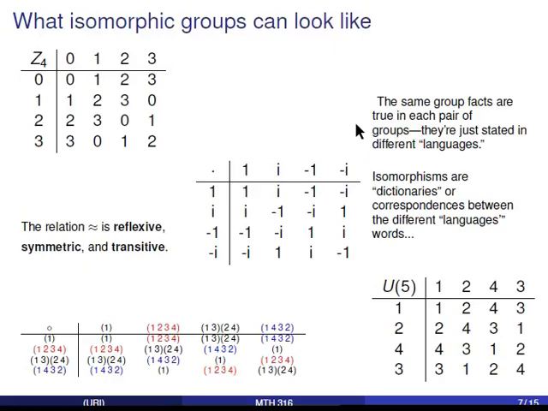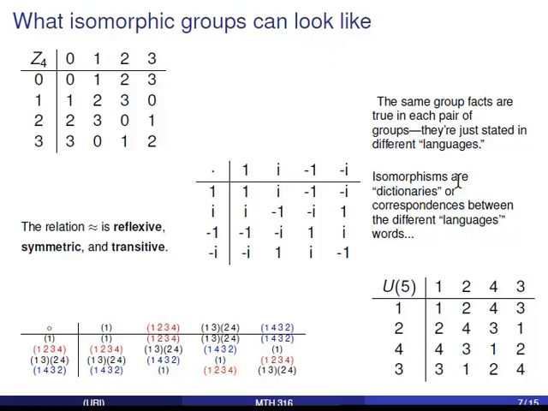Now let's suppose that we have groups that have the same Cayley table structure. The Cayley table is one way of coming up with the map from the one group to the other group. We can sort of read off which elements in the first group map to which elements in the second group. The isomorphisms give us the dictionaries for translating between the languages of these groups.